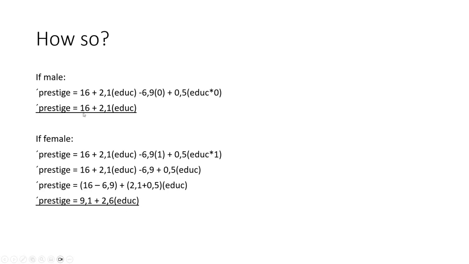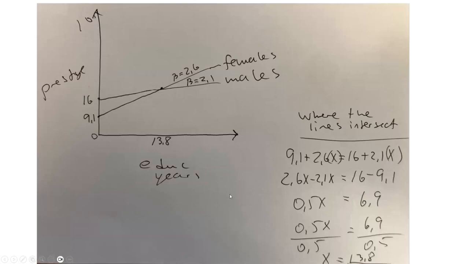And this will be the equation for females. This is the equation for males. This is the equation for females. And we already know that the difference between 2.1 and 2.6 is statistically significant. So there's a significant interaction effect. Education has more effect on prestige among females than it has among males, but the intercept is higher for males, so they start at a higher point, like that.